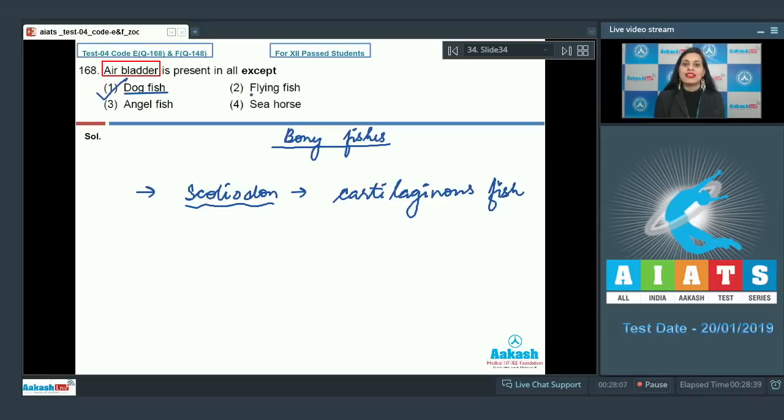The next option given is flying fish, and this is an incorrect option. Flying fish is a common name for Exocoetus, which is a bony fish and has air bladder. The next option given is angelfish, and this is also incorrect. Angelfish is a common name for Pterophyllum, which is also a bony fish. And the last option is seahorse, which is a common name for Hippocampus. It is also a bony fish, so this is also an incorrect statement. So the correct answer to this question is option number 1. Let's discuss our next question.